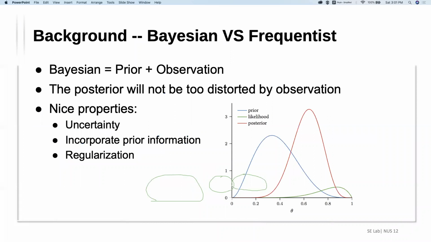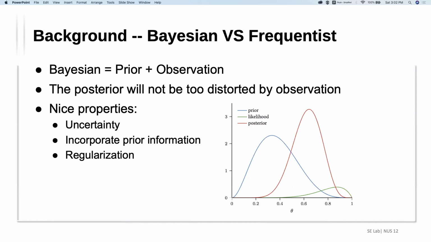How it looks in a graph: suppose the blue curve is the prior distribution and the green curve is the likelihood, then the posterior distribution is distributed somewhere between prior and likelihood. You can imagine Bayesian tries to take a balance between observation and prior, to make sure the posterior will not be too distorted by observation. There are several nice properties of using Bayesian. Because Bayesian estimates a distribution instead of a single fixed value, that introduces some kind of uncertainty. Second, with Bayesian we are able to incorporate any prior information we have about the parameter. And thirdly, you can think of it as regularization, because we will not get extreme estimation if we include the prior in our consideration.